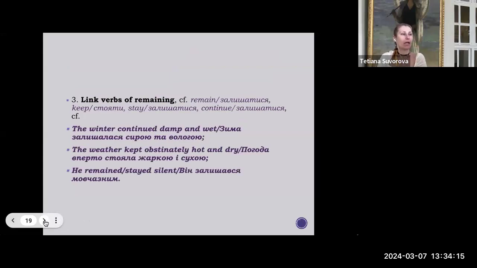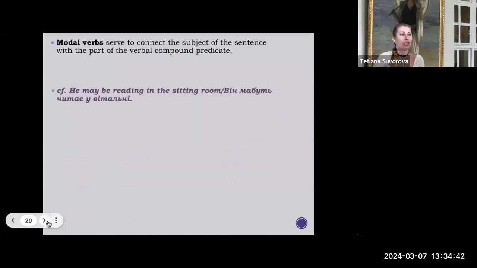Well, the link verbs of remaining, also the third group. Here it is: remain, залишатися, keep, стояти, stay, залишатися, continue, also залишатися в якомусь стані, продовжувати. Well, the winter continued damp and wet. Зима залишалася сирою та вологою. So as an example, some more examples you can read on the slide later.